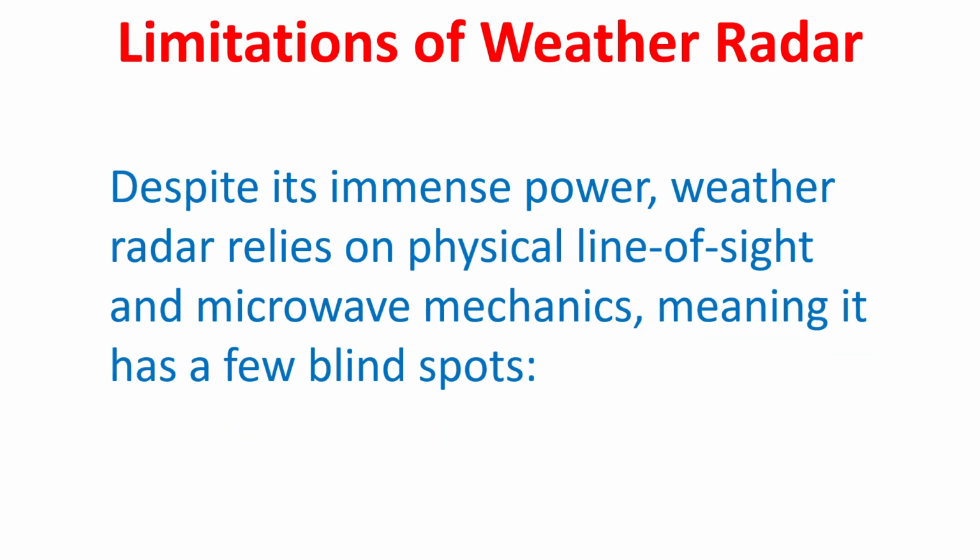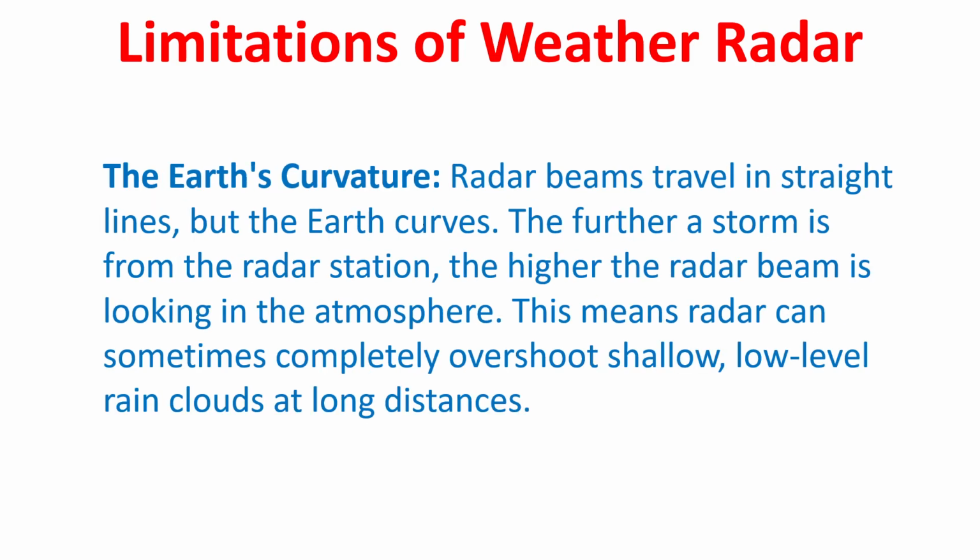Despite its immense power, weather radar relies on physical line of sight and microwave mechanics, meaning it has a few blind spots. Radar beams travel in straight lines, but the Earth curves. The further a storm is from the radar station, the higher the radar beam is looking in the atmosphere. This means radar can sometimes completely overshoot shallow, low-level rain clouds at long distances.